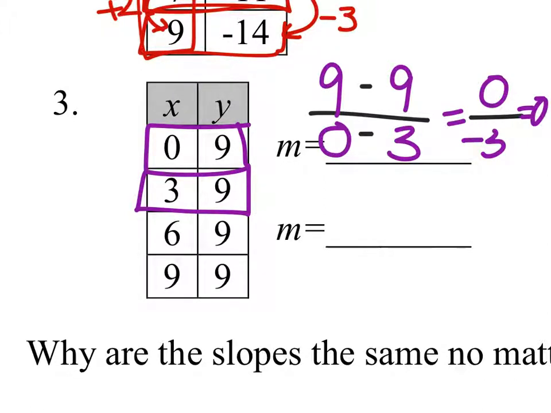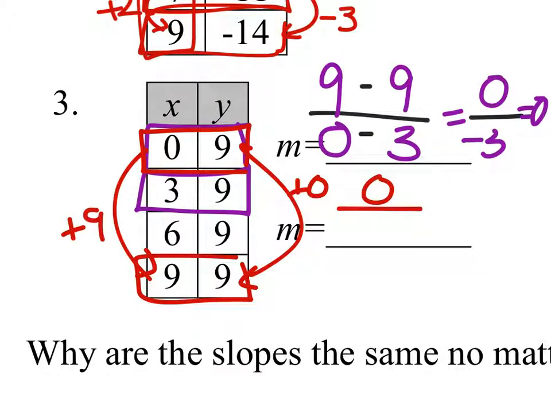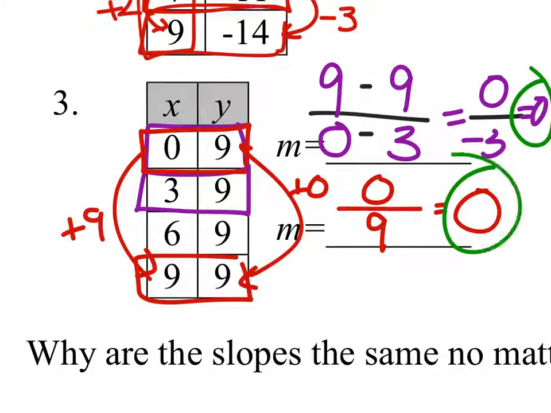What about the good old rainbow method? Let's use the first and the last points, (0, 9) and (9, 9). From 9 to 9, that's our numerator. We added exactly 0. And from 0 to 9, that's to the right 9, which is the denominator. 0 divided by 9 is 0. And behold, our 2 slopes are the same.